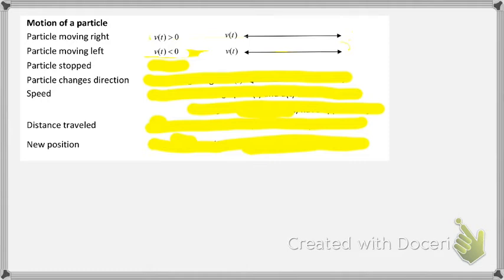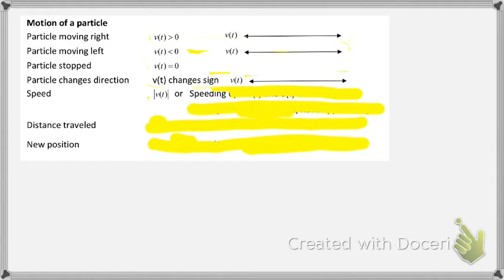Stopped: velocity is 0. You don't need a sign term. Particle changes direction: velocity changes signs. That has to be said. And then how do you find it? Sign turn again. Speed is a couple of different things.